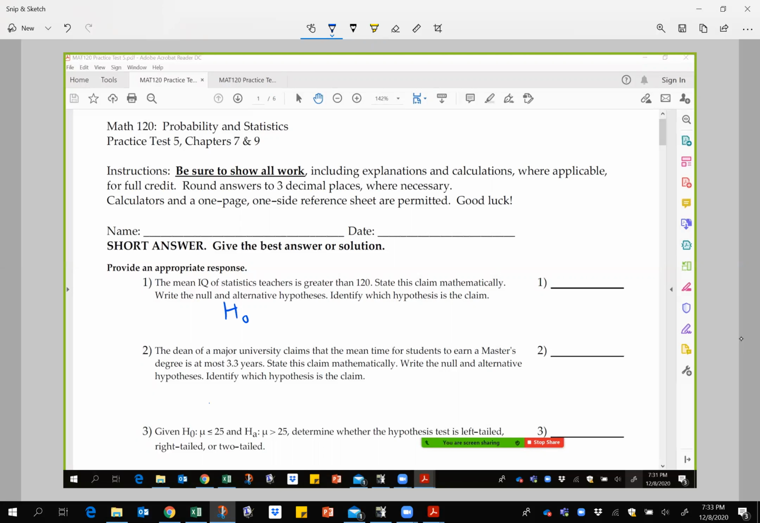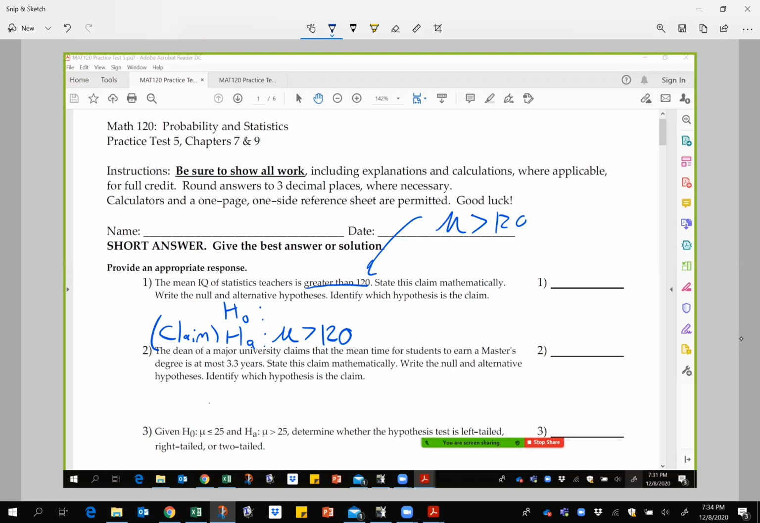So we want to figure out whether something is H0, the null, or whether it's going to be HA. We're going to start off by reading what they say. They say that the mean IQ of statistics teachers is greater than 120. So what's told to us is that the mean is greater than 120. A symbol of the form greater than, less than, or not equal to, those types of strict inequalities, will only ever be an alternative hypothesis. So the mean is greater than 120, it's going to be our alternative hypothesis, and because that was what's stated in the question, that makes the alternative the claim in this case.